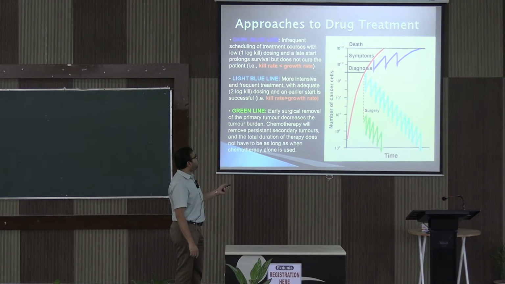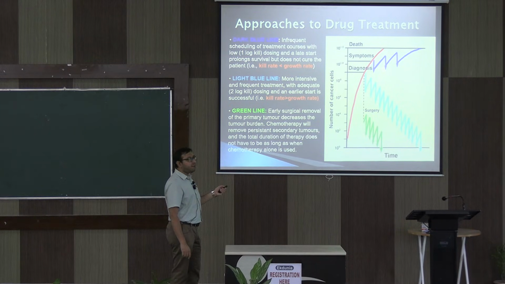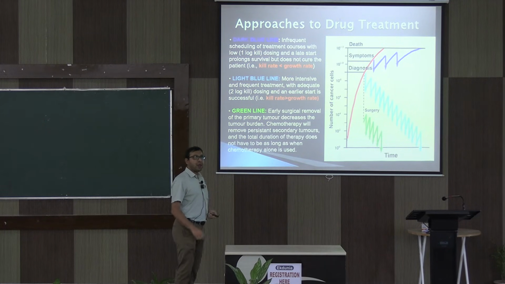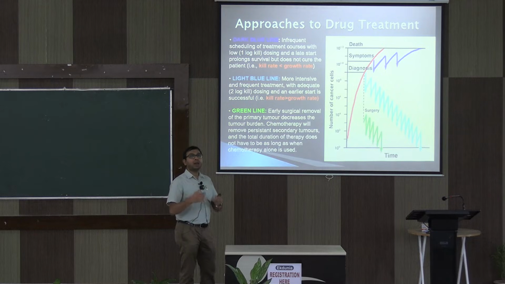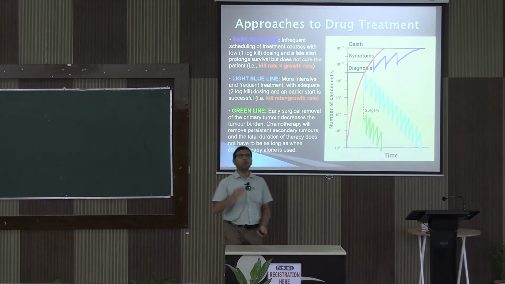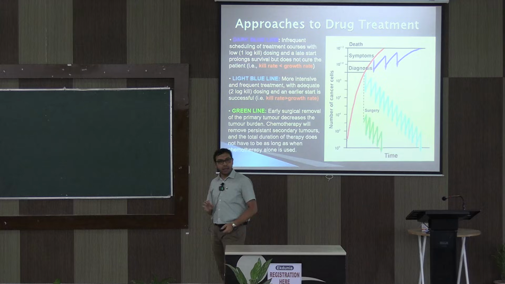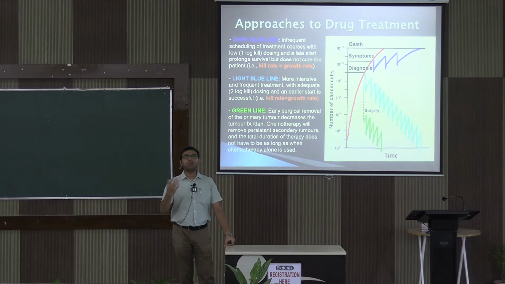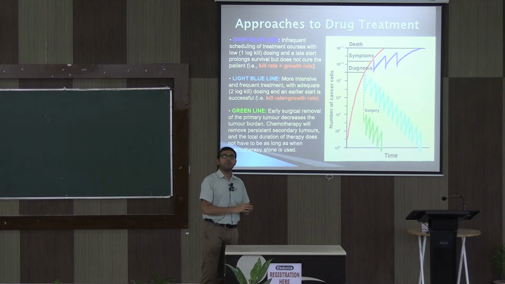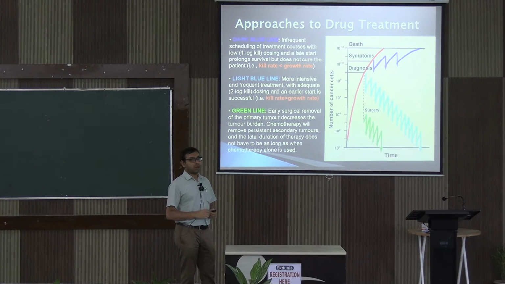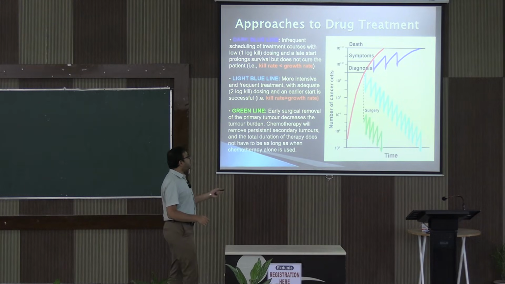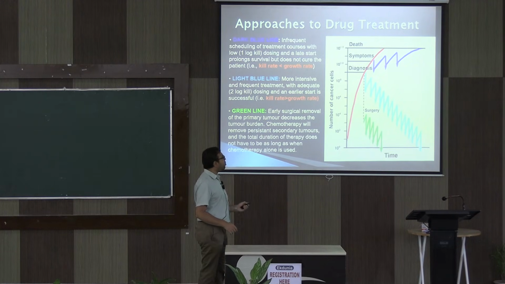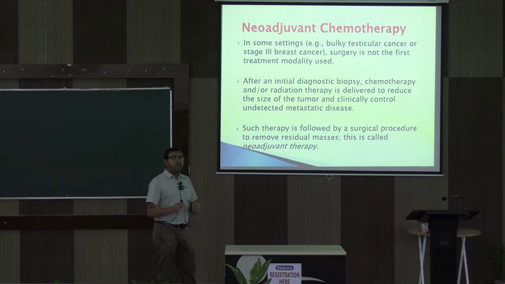The dark blue line is the infrequent scheduling of treatment courses, which leads to the kill rate of the tumors being less than the growth rate. The light blue is what we usually need, where the kill rate should be more than the growth rate. There are some tumors whose growth rate is more, some whose growth rate is less. Accordingly we have to use those drug regimens so that the tumor cell kill rate on the logarithmic scale is more than the growth rate. The green line is early surgical response and then giving some drugs. So now coming to the neoadjuvant chemotherapy.